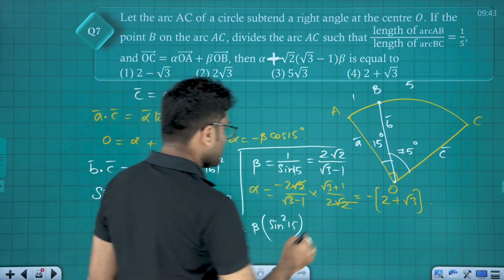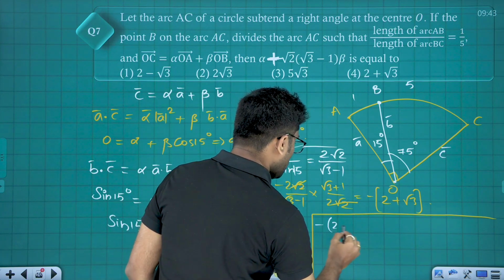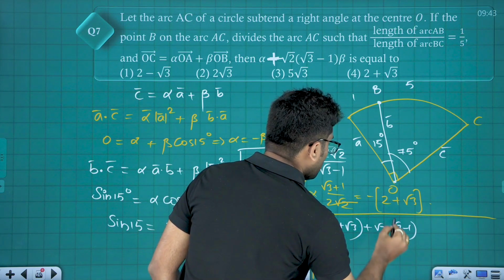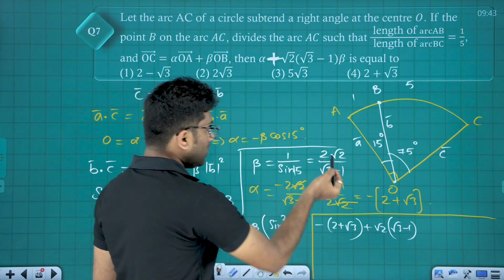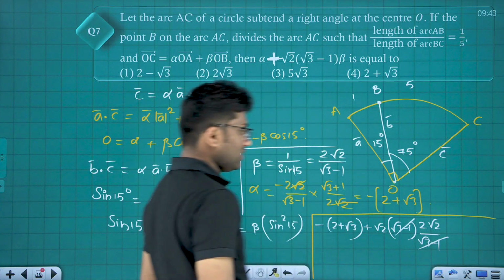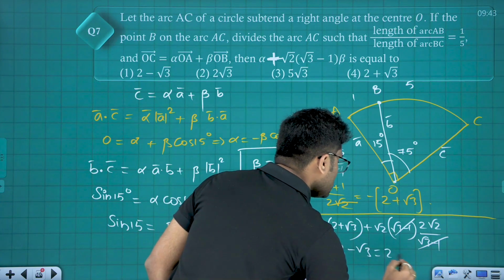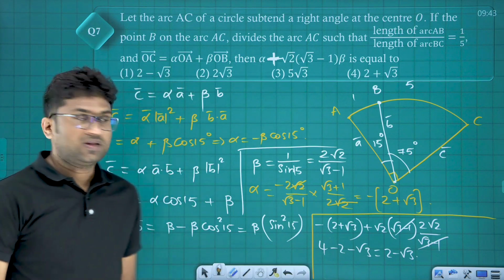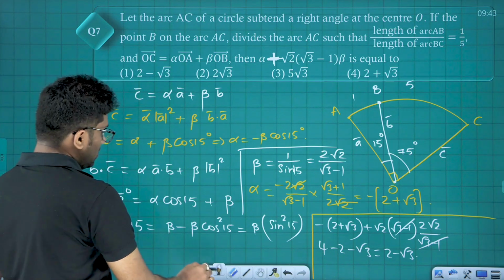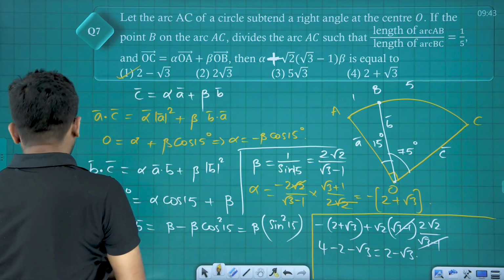Now they are asking us to find alpha plus root 2 into (root 3 minus 1) into beta, that is minus of (2 plus root 3) plus root 2 into (root 3 minus 1) into beta. Where beta is 2 root 2 by (root 3 minus 1). Root 3 minus 1 cancels. 2 root 2 into root 2 is 4. So 4 minus 2 minus root 3, which is equal to 2 minus root 3, friends. I hope it is clear. Very good question. A little confusing, but it's okay. The answer is option 1.